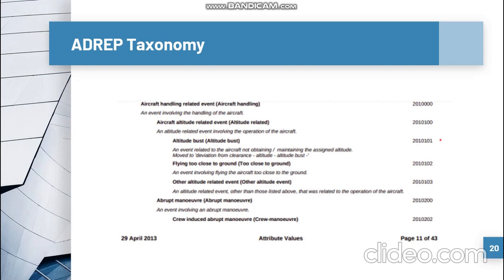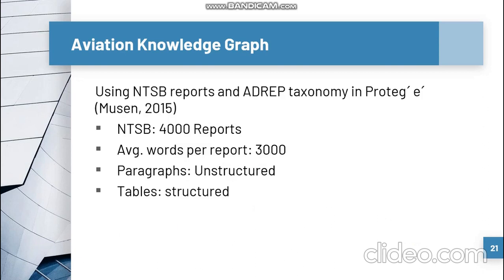The adaptive taxonomy looks like this, where it works in the form of a hierarchy. Aircraft handling related event is the main category, and within that category, altitude related events are mentioned, and altitude related events are further divided into altitude deviation. Altitude deviation is when the specified altitude isn't maintained, and flying too close to the ground, or other altitude related events, etc. The aviation knowledge graph is constructed using NTSB reports and the adaptive taxonomy.